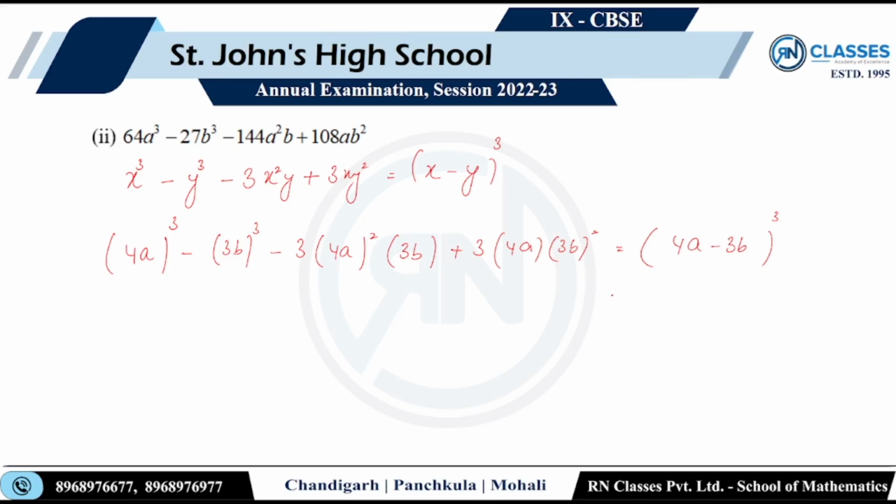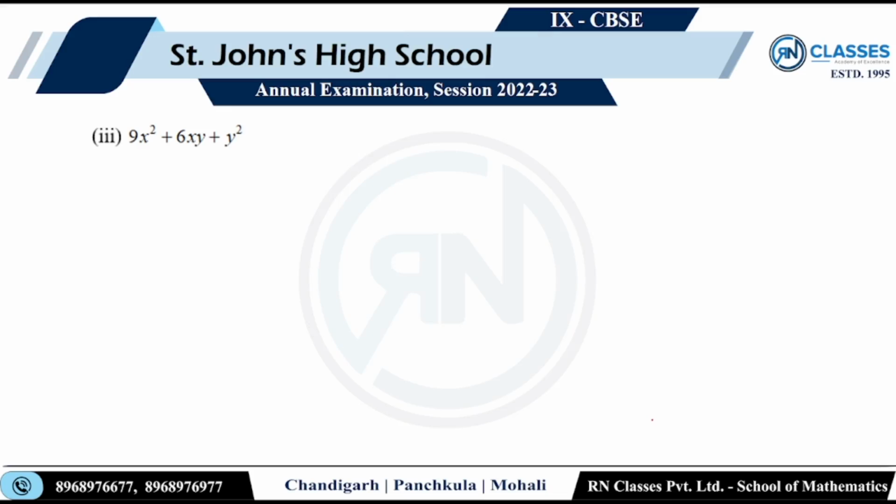Now I had to factorize, so I have to write it 3 times: (4a minus 3b) here, (4a minus 3b) here, and (4a minus 3b) here. That's it. Next one: 9x square plus 6xy plus y square.